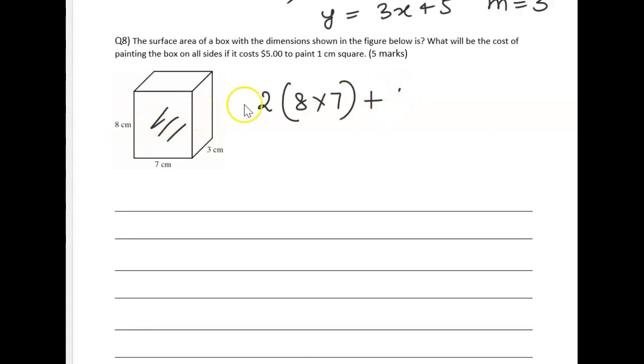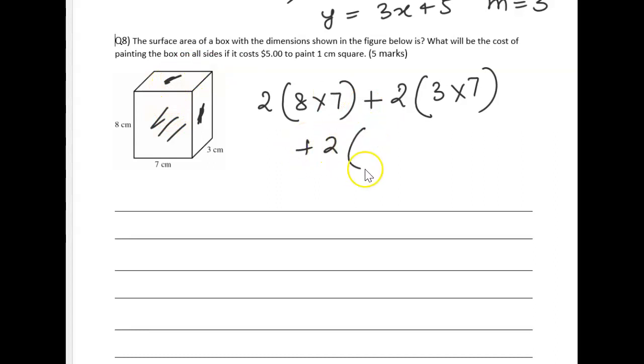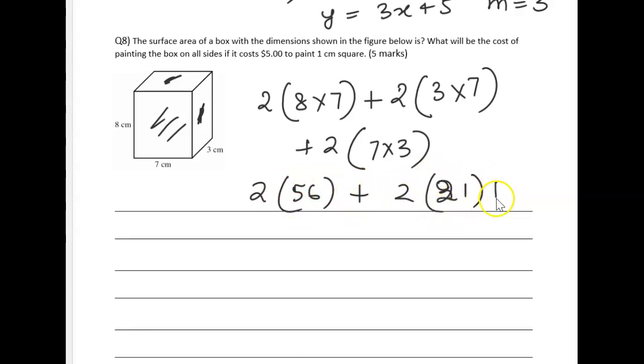plus I've got this side, which is again 2 times 3 times 7, and then top and the bottom, okay? So I have another 2 of the 7, so that's your length, and width is 3. Being very careful here, guys, okay? So now find what is it, 2 times 7, 8 is 56, plus 2 times 3, 7 is 21, and then plus 2 times 7, 3 is 21.